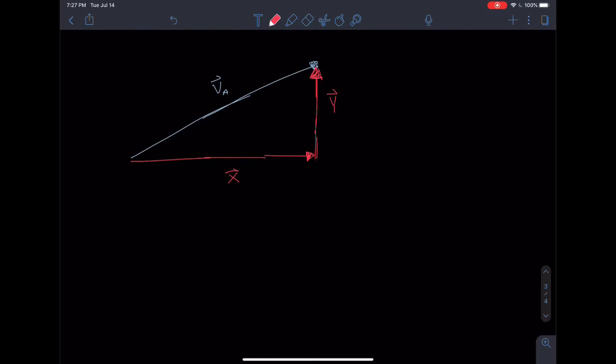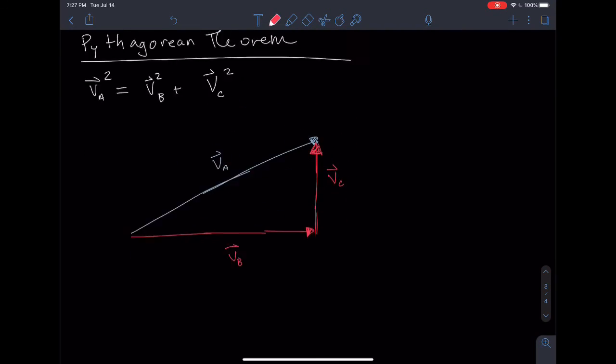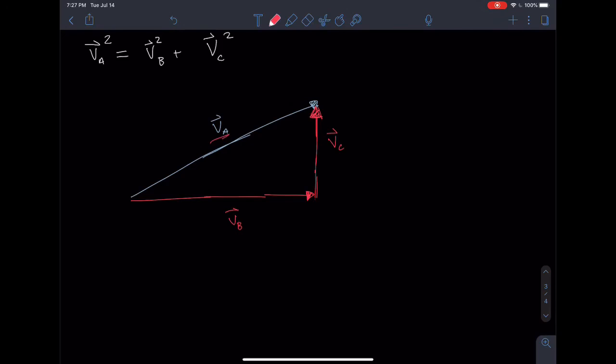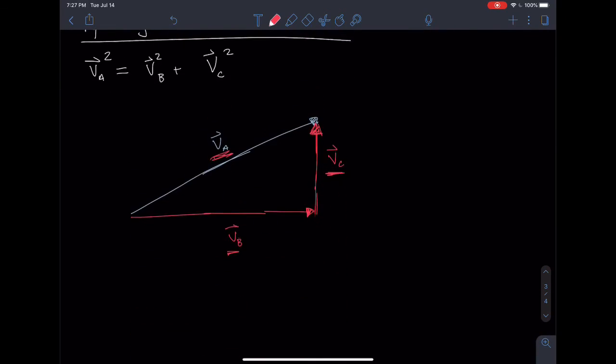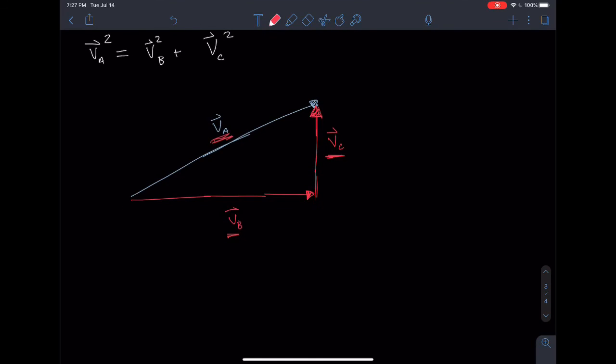Maybe I should have labeled it vector A and B. So we can call this vector B, and then maybe this is vector C. But my point still stands. The square of vector A is going to equal the square of vector B plus the square of vector C. And this is very useful when we're given two side lengths. Either we're given the side length of vector A and the magnitude of vector C, and then the question is going to ask us to find the magnitude of the horizontal component of the vector, or some combination of a question like that.